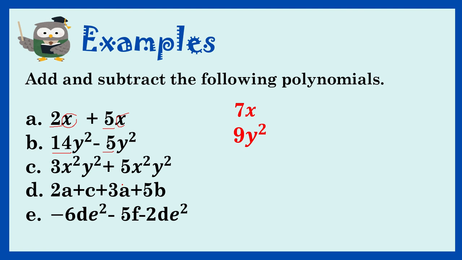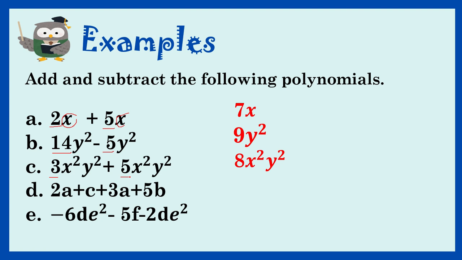For letter C, 3x squared y squared plus 5x squared y squared. So, gagawin mo lang dyan, that is 3 plus 5. So, that is 8. And then, kokopyahin mo na ang mga variables pati yung mga degrees niya, of course. Your answer should be 8x squared y squared.